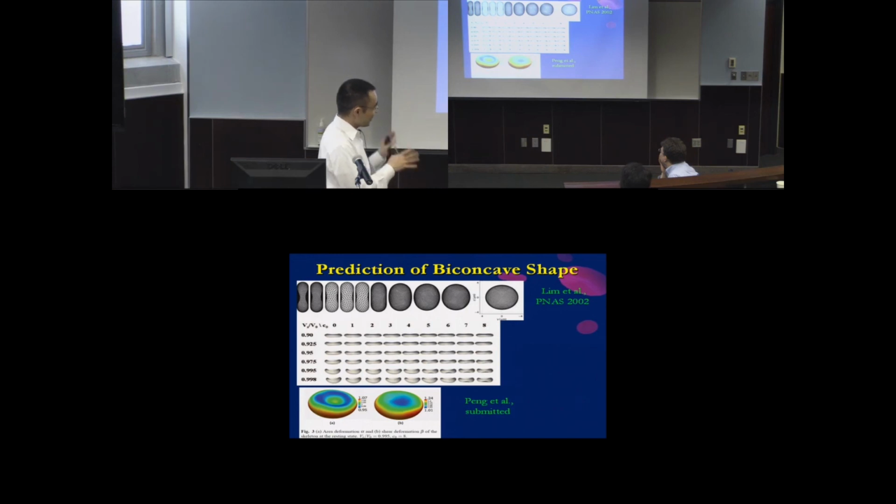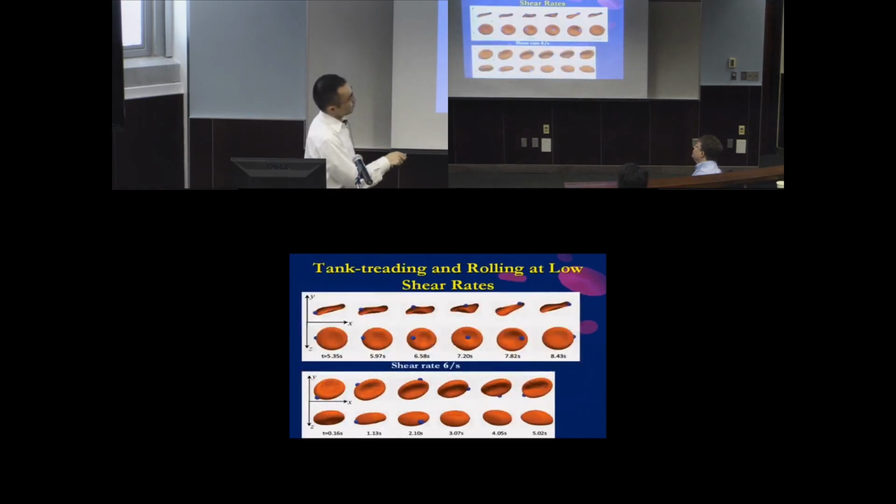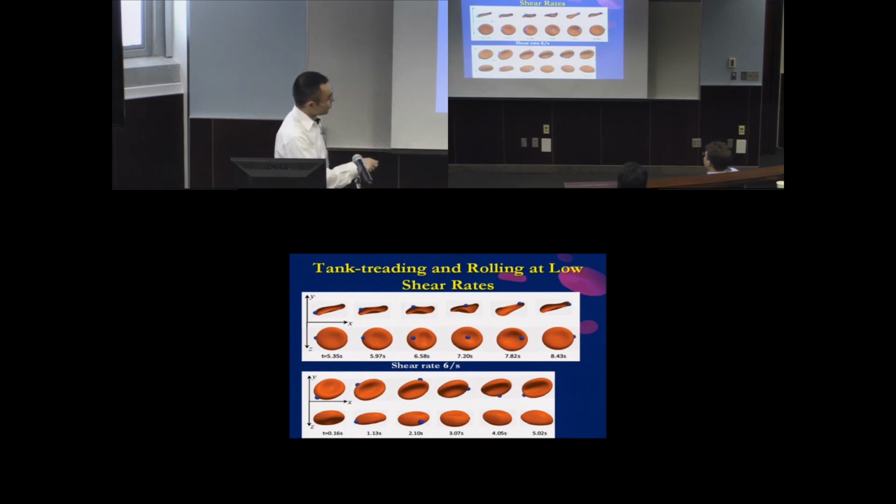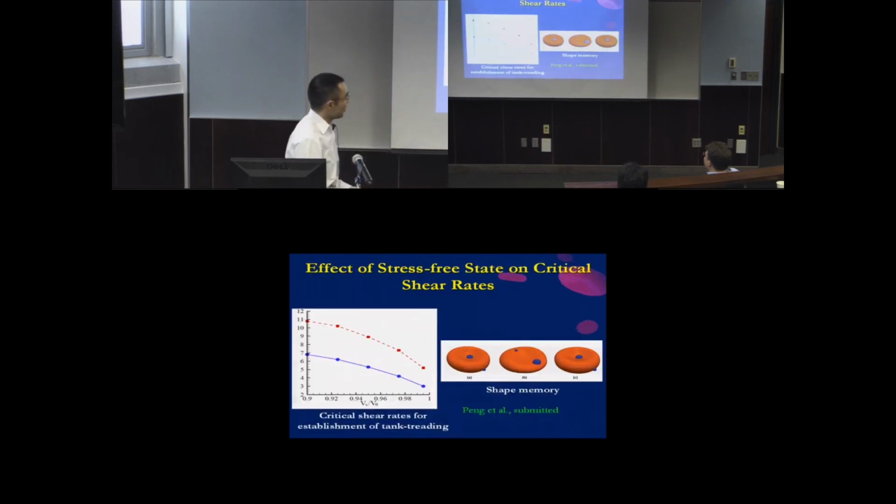The important thing we found here is that if we use this not stress-free shape, we can predict the tank-treading motion, as I showed you in the previous experiment, under very low shear rate. For example, even at shear rate 6, you can see the cell also does tank-treading but keeps its biconcave shape instead of an elongated shape. We can also replicate the experiment like the roll. Sometimes, depending on the orientation of the cell, it also does a rolling motion.